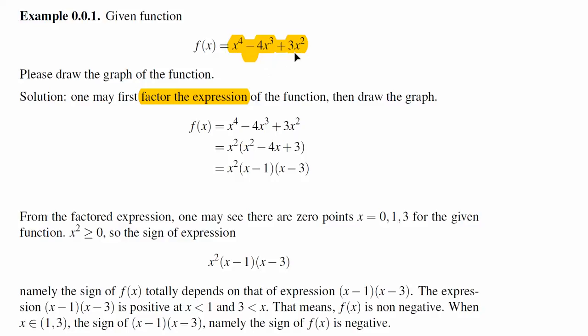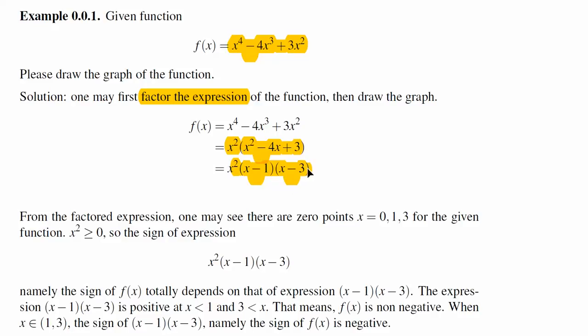So everything here has x squared. We pull it out. Then the terms left over will be in the brackets, which is x squared minus 4x plus 3. We then factor this quadratic expression. We will get (x minus 1)(x minus 3), then times x squared.